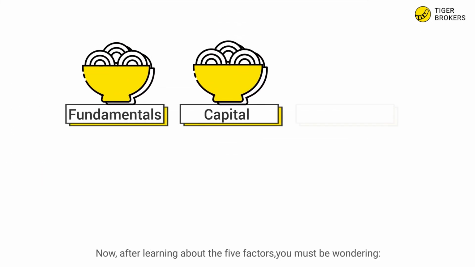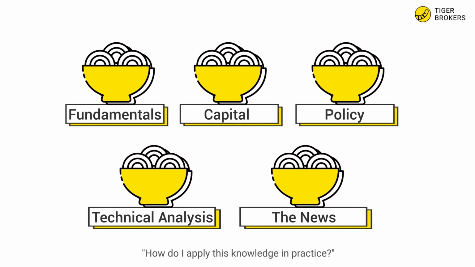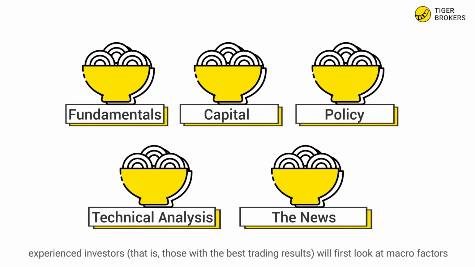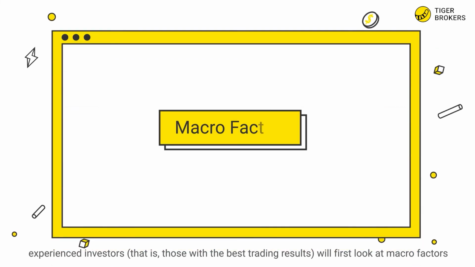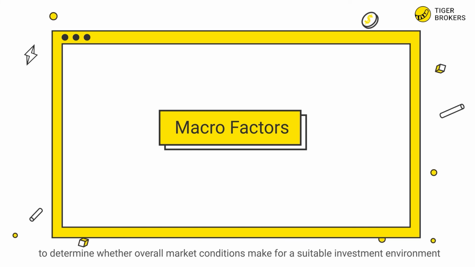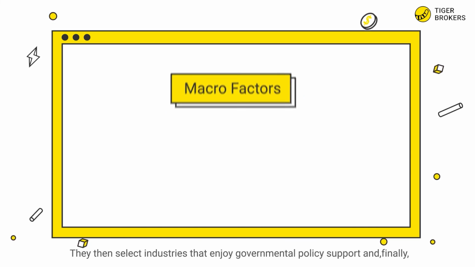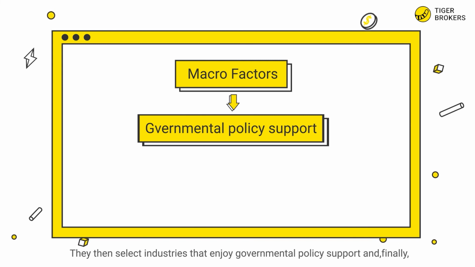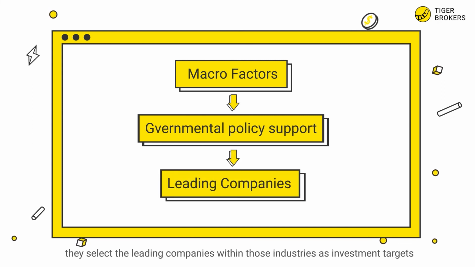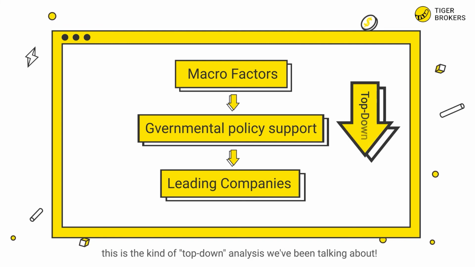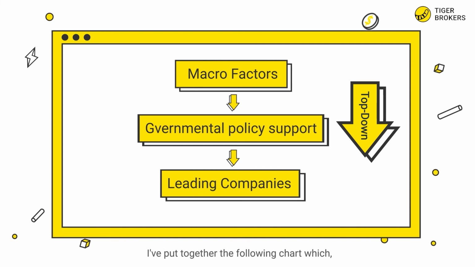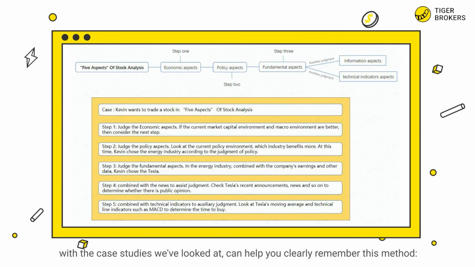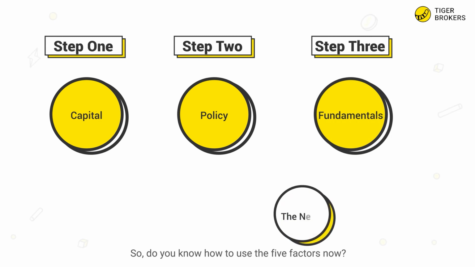Now, after learning about the 5 factors, you must be wondering, how do I apply this knowledge in practice? It's actually quite simple. When analyzing stocks, experienced investors will first look at macro factors to determine whether overall market conditions make for a suitable investment environment. They then select industries that enjoy governmental policy support, and finally, they select the leading companies within those industries as investment targets. You see, this is the kind of top-down analysis we've been talking about. I've put together the following chart, which with the case studies we've looked at, can help you clearly remember this method. So, do you know how to use the 5 factors now?